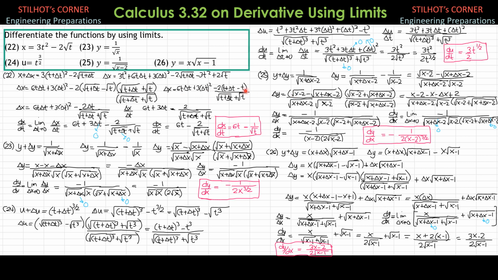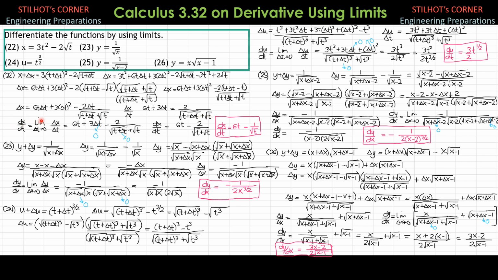Then minus 2 times the expansion, remove the radical only, t plus delta t minus t all over the same denominator. Simplifying, delta x is 6t delta t plus 3 delta t squared, because we can cancel or eliminate t and negative t, so minus 2 delta t over square root of t plus delta t plus square root of t. Divide everything by delta t. Delta x over delta t equals 6t plus 3 delta t minus 2 over square root of t plus delta t plus square root of t.